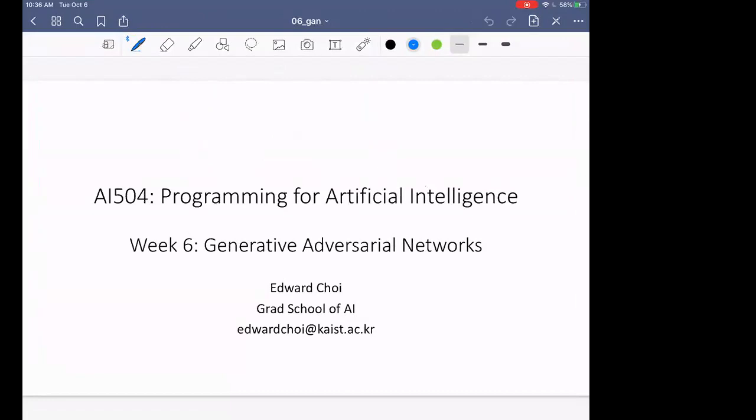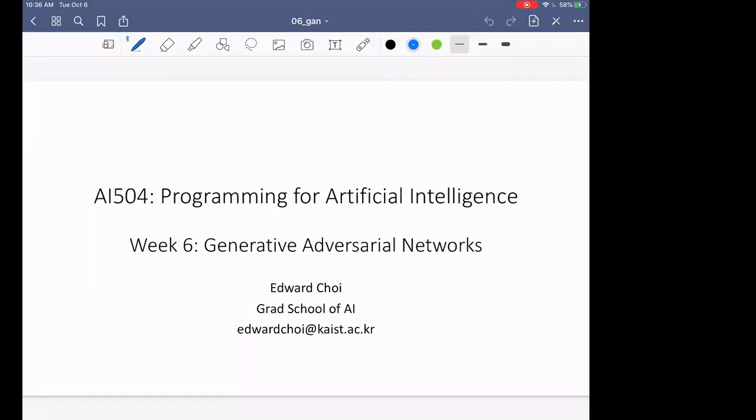All right, so today we'll talk about generative adversarial networks, which we call GANs. It's a very popular, very famous model, and it's been around for a while. I think it was proposed in 2014, but still it's very relevant.